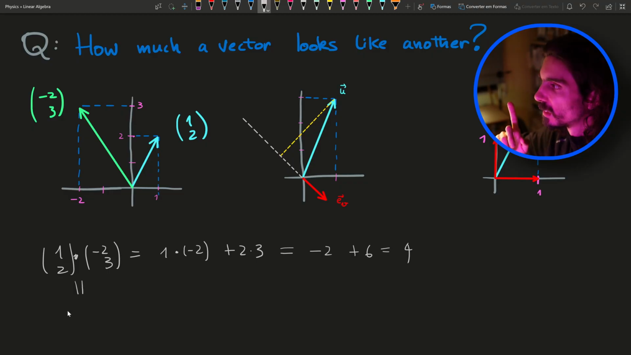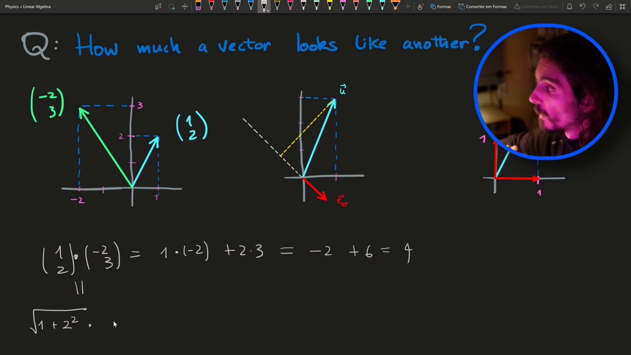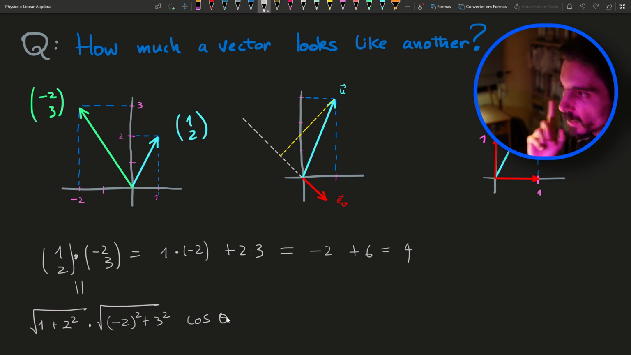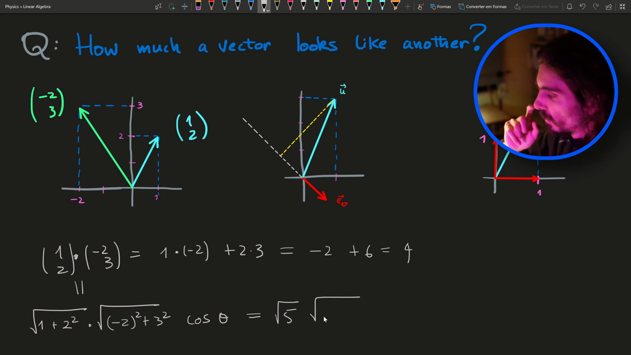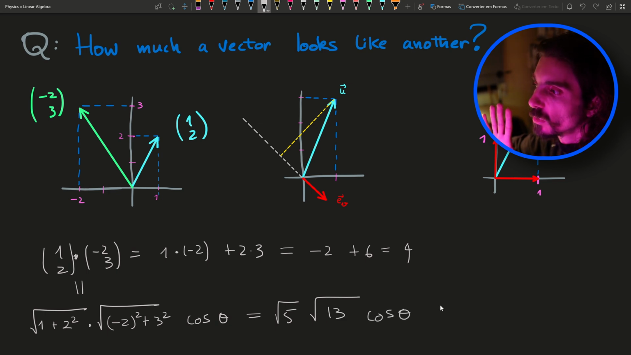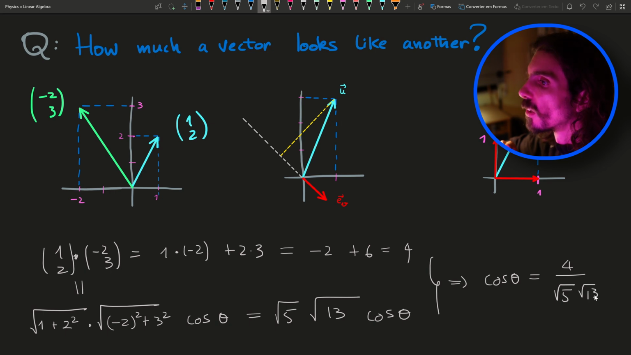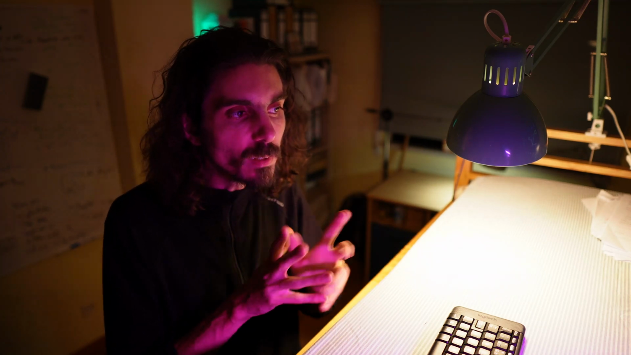But remember that another way to compute the inner product is the magnitude of the first vector, which in this case is the square root of 1 squared plus 2 squared, times the magnitude of the second vector, the square root of (-2) squared plus 3 squared, times the cosine of the angle between both. In other words, let's just rearrange this formula. So let me just do the calculation first. It says square root of 5, and then the square root of 4 plus 9, which is 13, times cosine theta. So let me just rearrange. From here we conclude that the cosine of theta must be 4 divided by square root of 5 times square root of 13. Very important result, because through the inner product I can now get a glimpse at what the cosine is.